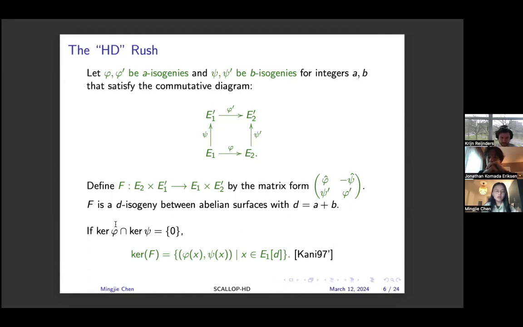And knowing the kernel of F, we are able to compute F, and then we will be able to recover the four isogenies that appear in this diagram. That way we also, for example, recover this isogeny phi here. So that's a new way of representing isogenies.